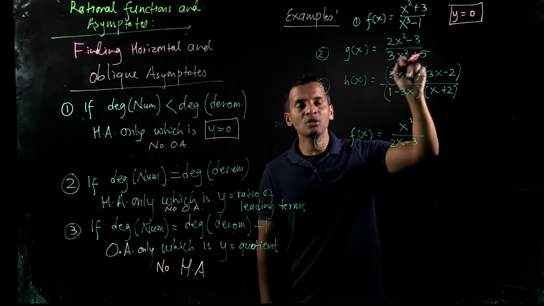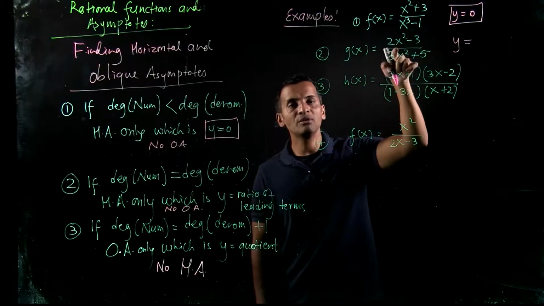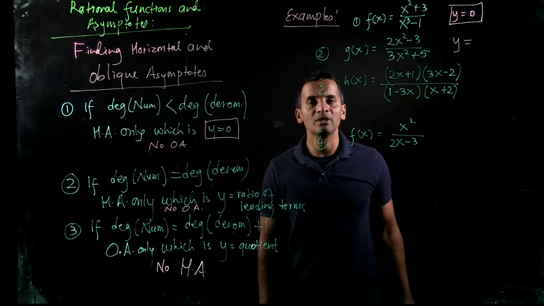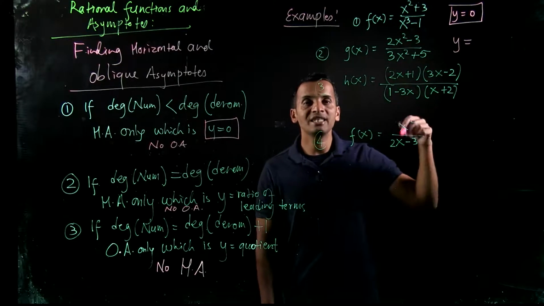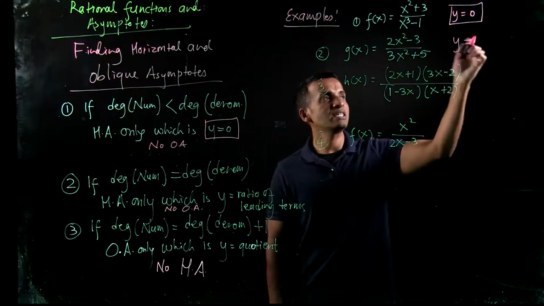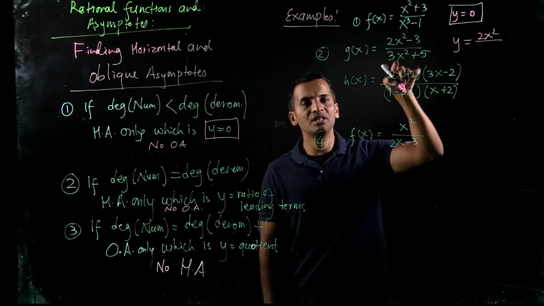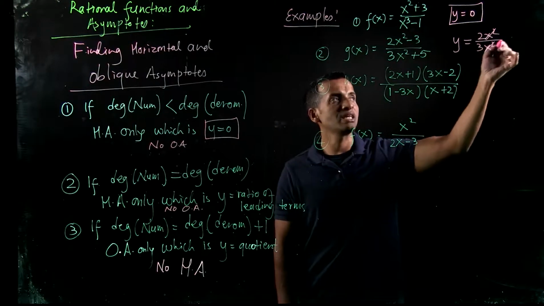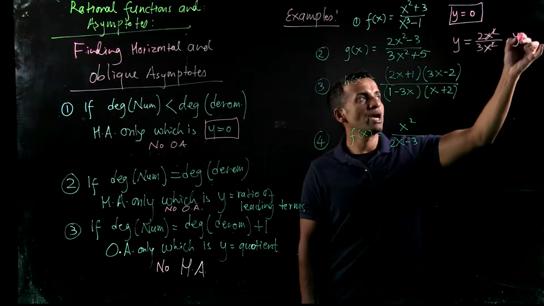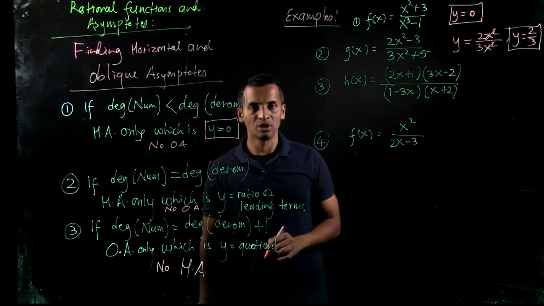Let's do that. The degree of the top is 2, the degree of the bottom is 2 again, so they have equal degrees. How do we find the horizontal asymptote? You write y equals the ratio of the leading terms. What do we mean by leading term? The leading term is the highest degree term. So here it will be 2x squared divided by the highest degree term here, 3x squared. You cancel x squared and x squared, and you get y equals 2/3. This is the horizontal asymptote.